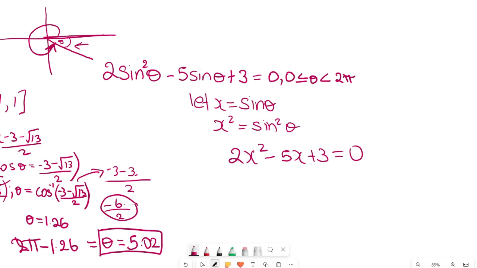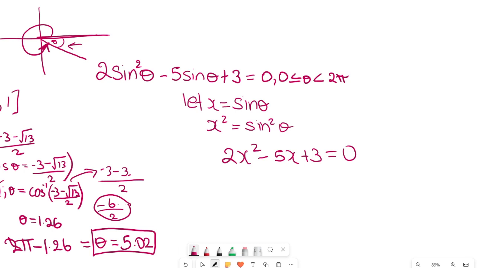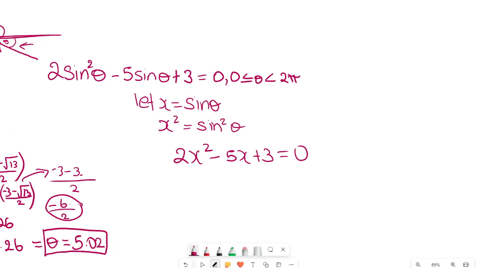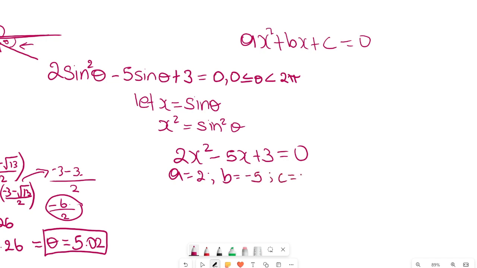Now, this question, I think we can actually factor. Since we used the quadratic formula before, we're going to factor here. In factoring, recall, we have to identify, let's say, ax squared plus bx plus c equals 0. Well, we can identify our a, b, and c. So in this case, a is going to be 2, b is going to be -5, and c is going to be 3.